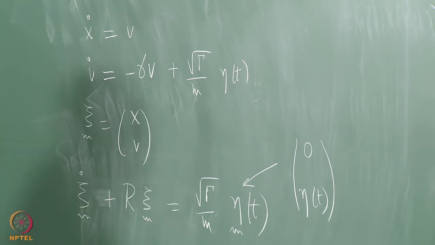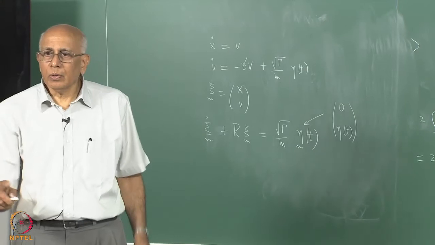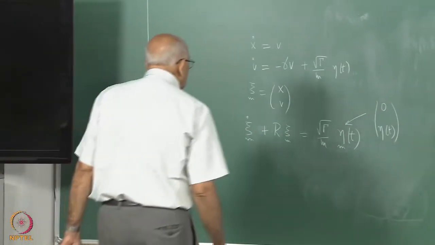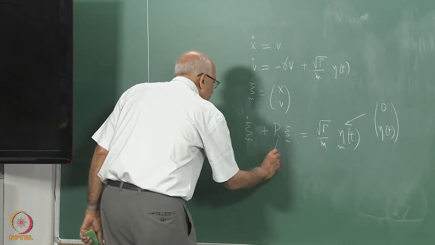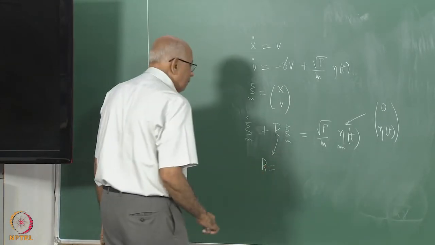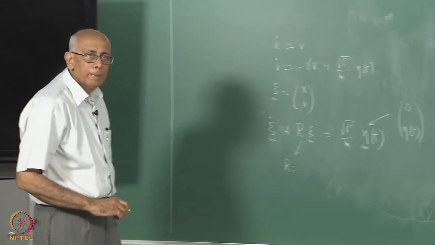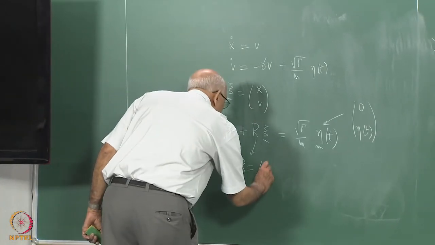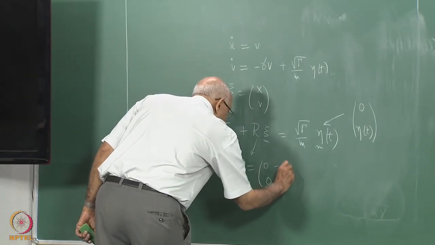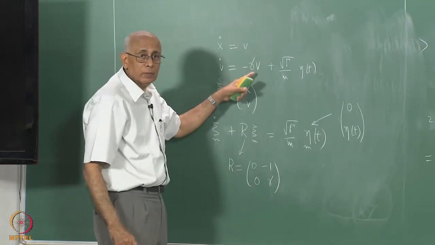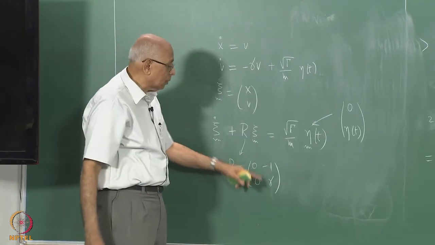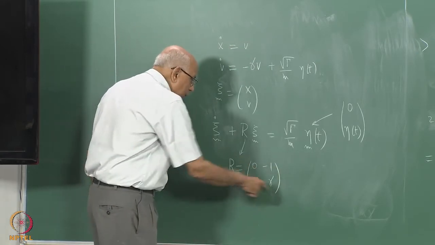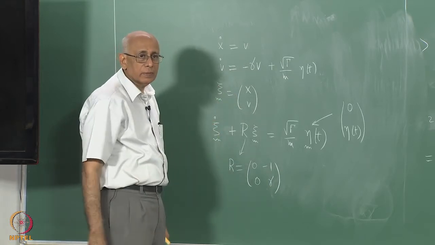Remember that capital Gamma is 2 m gamma kT. We're going to put that in always as a consistency condition. What is this matrix R? Yeah, it's going to be (0, -1; 0, gamma) to take care of these two guys. Bring them to this side, and then gamma becomes positive, this becomes negative out here. Acting on (x, v) is going to give you precisely these equations. Okay.